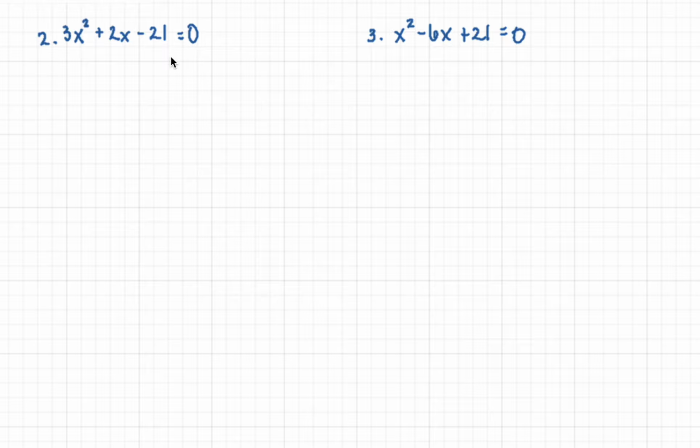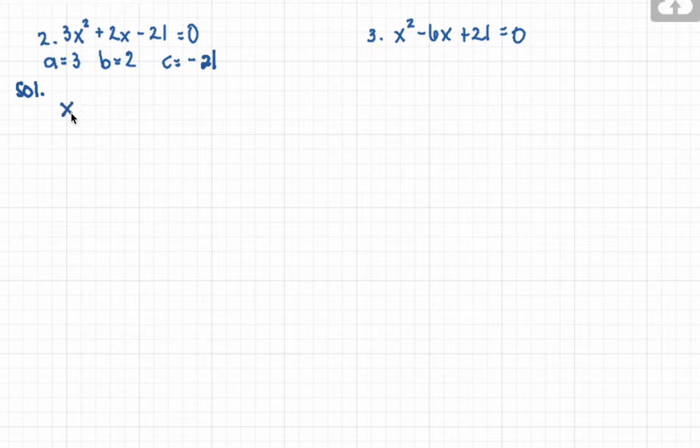So let me show you how we can use the quadratic formula to answer number 2 and number 3 equations. Since both of the equations were already in standard form, ang gagawin na lang po natin is we're going to identify yung values ni A, ni B, and ni C. Okay, so A is equal to 3, B is 2, and C is equal to negative 21. So, for the solution, gagamit po tayo ng quadratic formula.